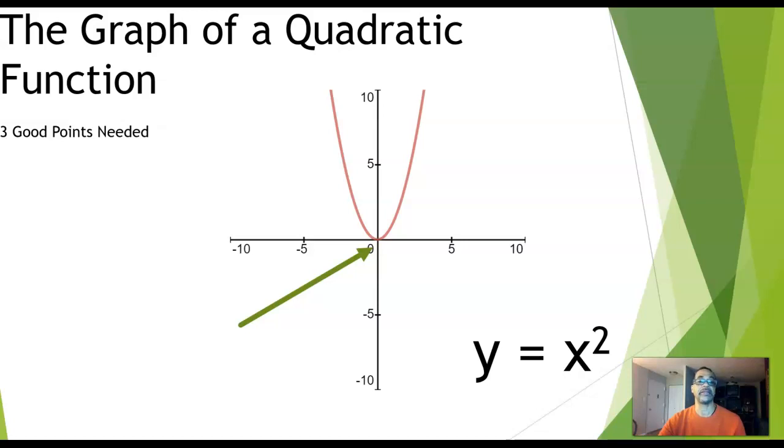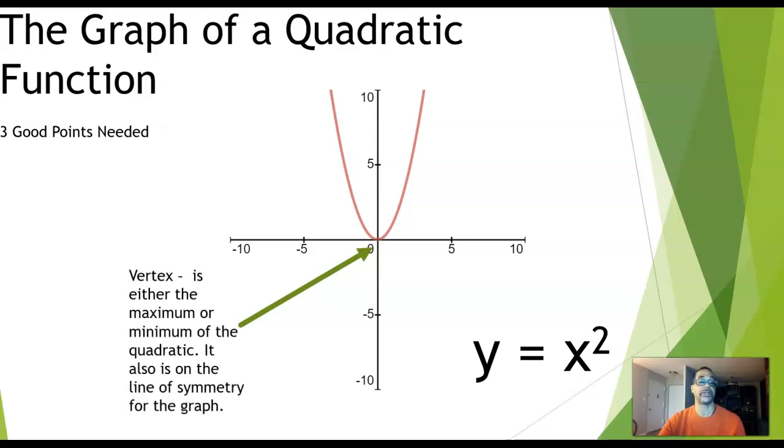The first point we're going to look at is the minimum point, because the quadratic has the shape of a U. Where it changes direction is either going to be a minimum, and if we reflect it across the x-axis, it is going to be a maximum. So the vertex is either the maximum or the minimum, and it is also a point on the line of symmetry. So this is a symmetric function.